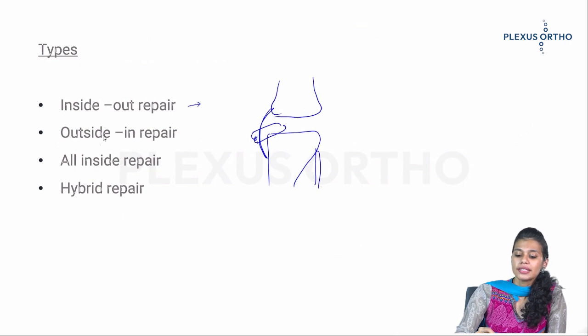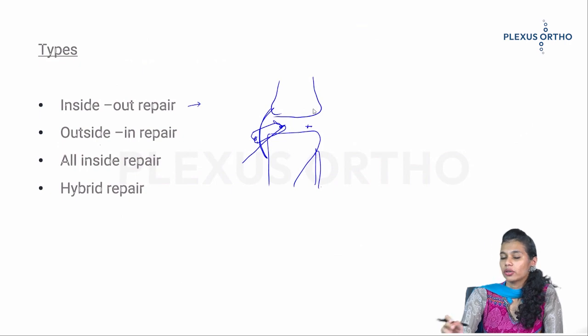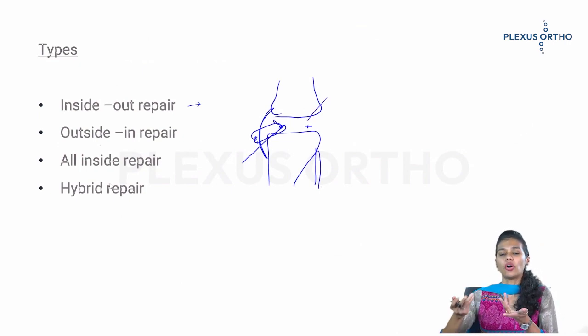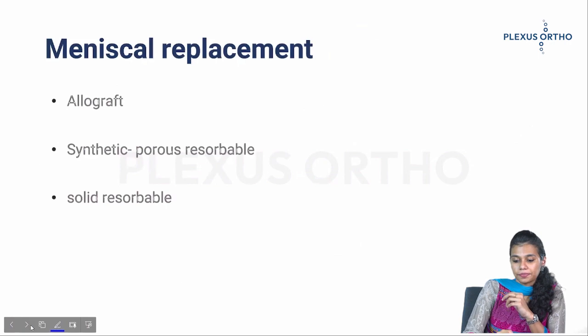The opposite of this is the outside in. From outside you start and the knot is put inside the knee joint. Next is the all inside method where the tear is repaired inside. There is no suture material that goes outside or comes from outside. It's directly done through the portals. Next is a hybrid repair, a combination of these techniques, done in case of extensive tears which can't be managed by just one method.